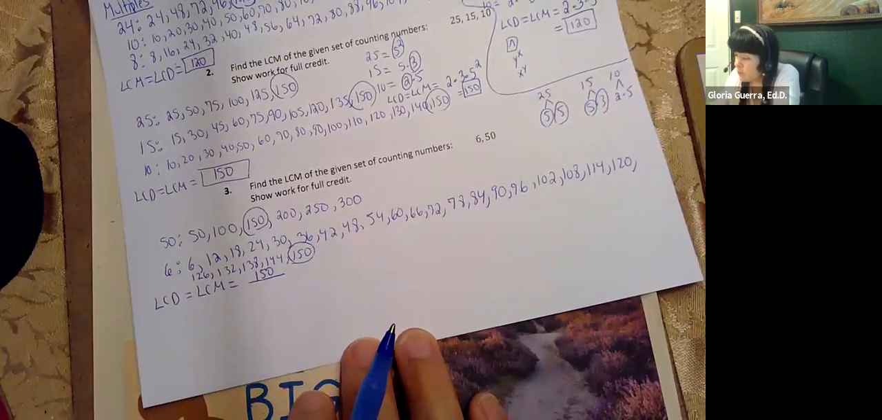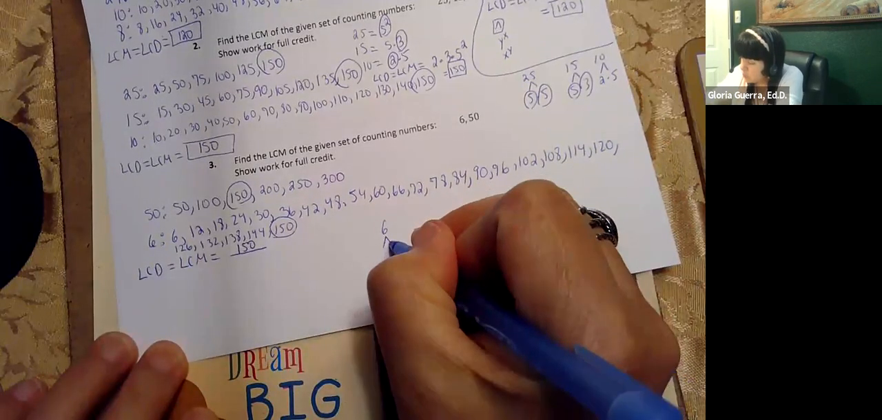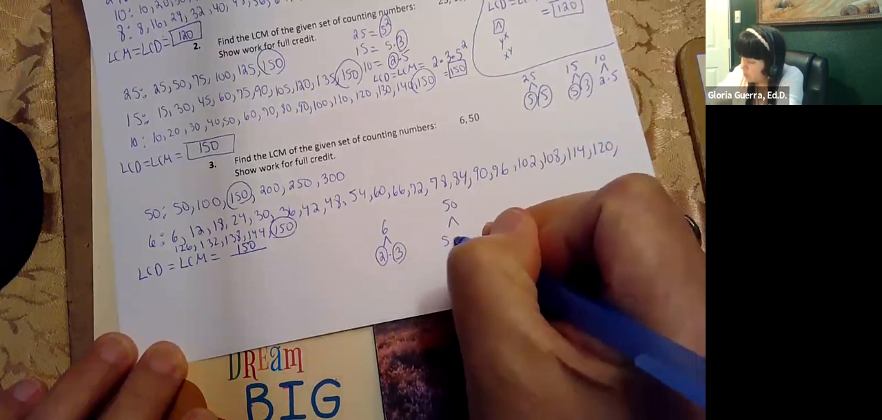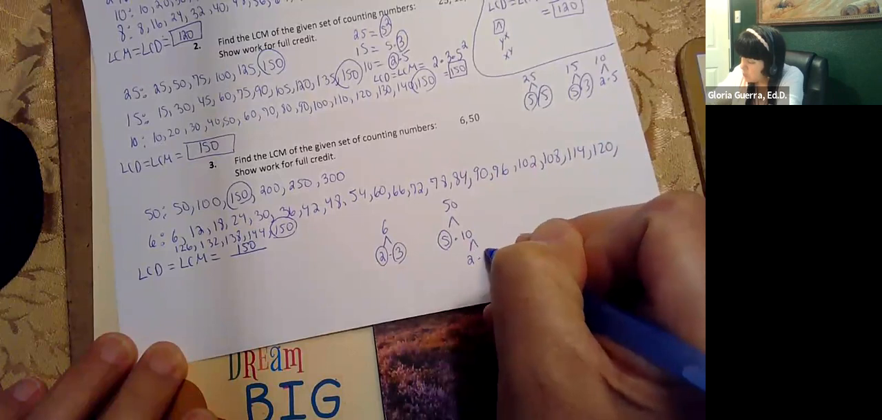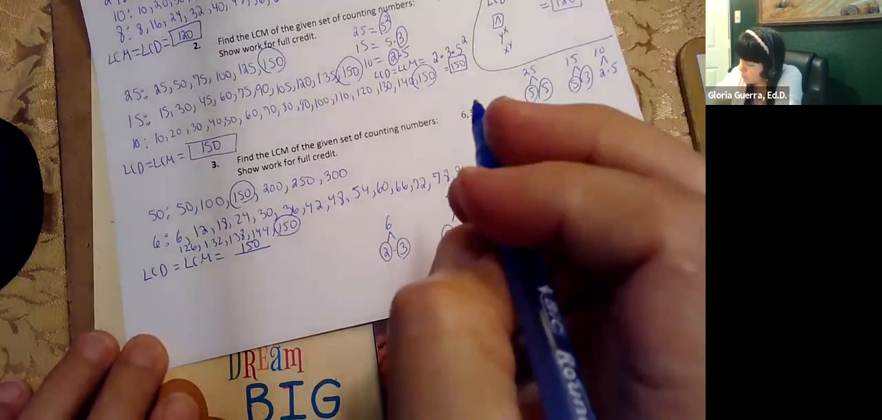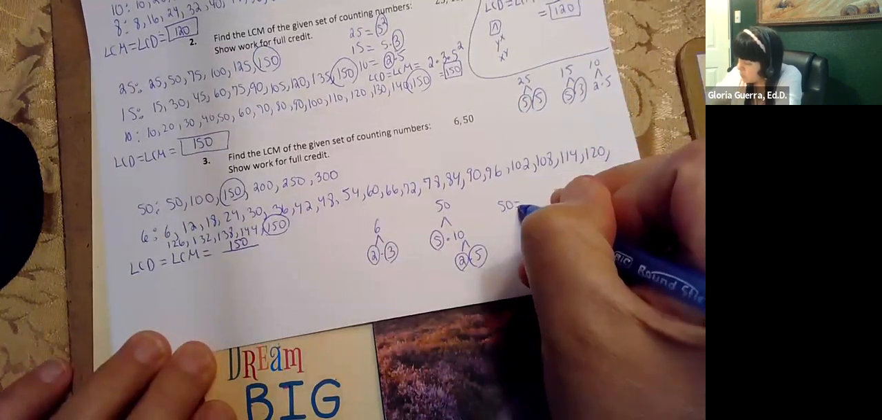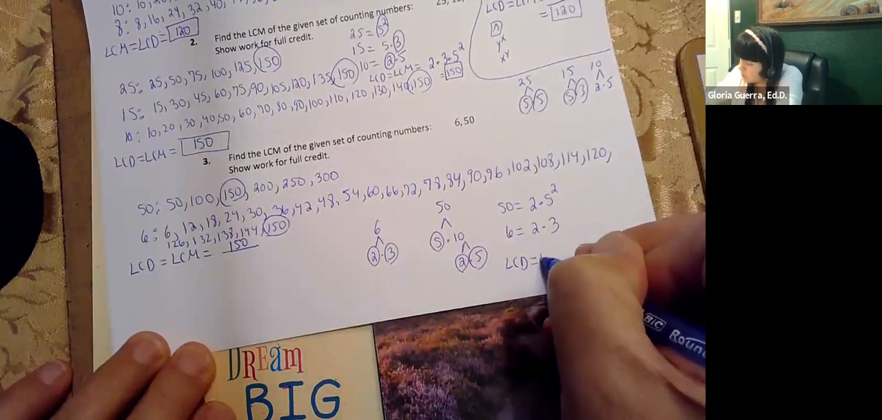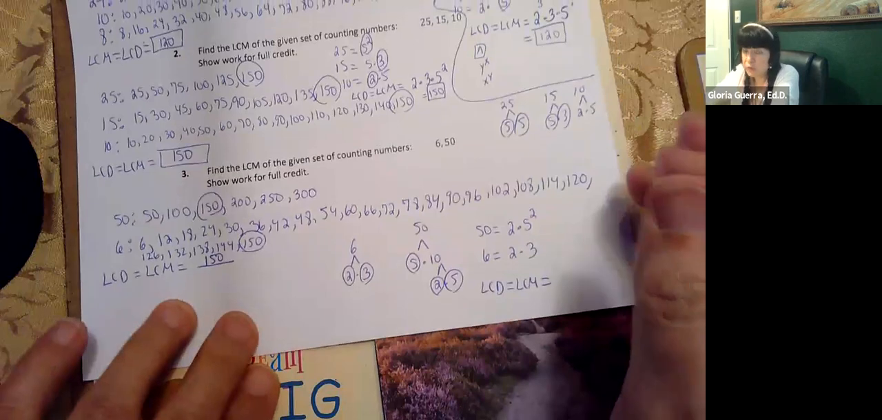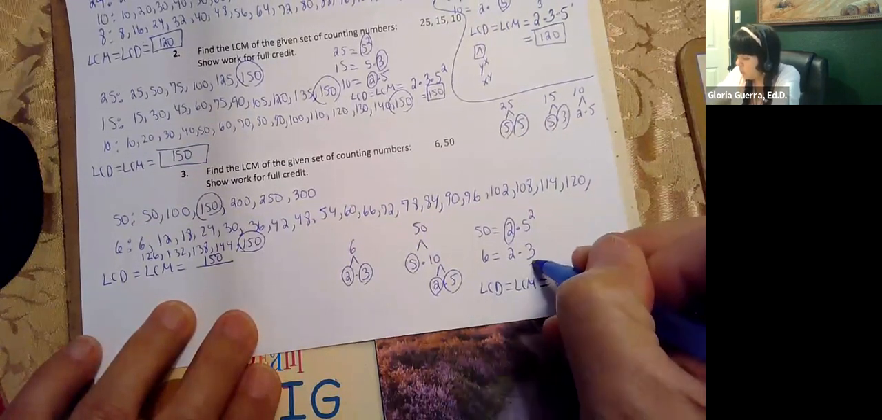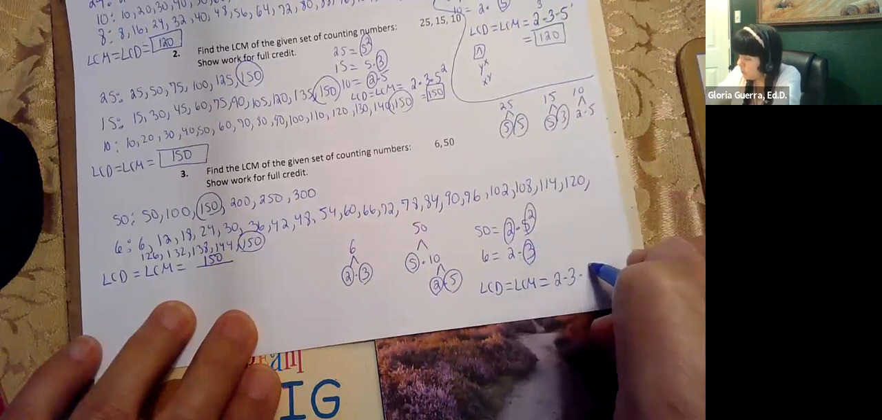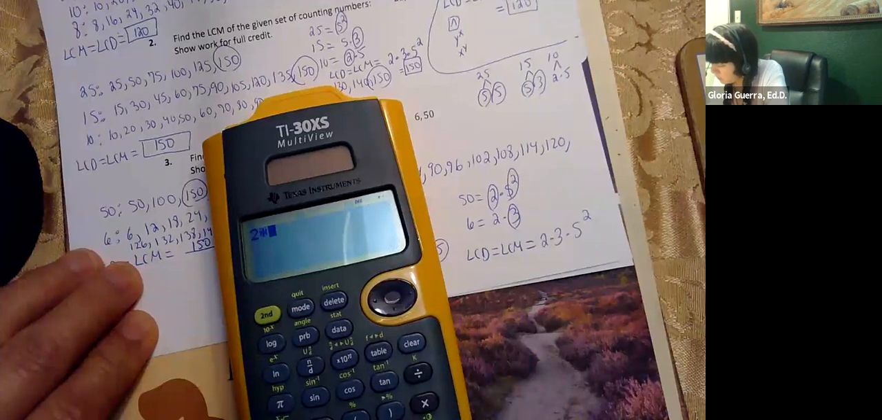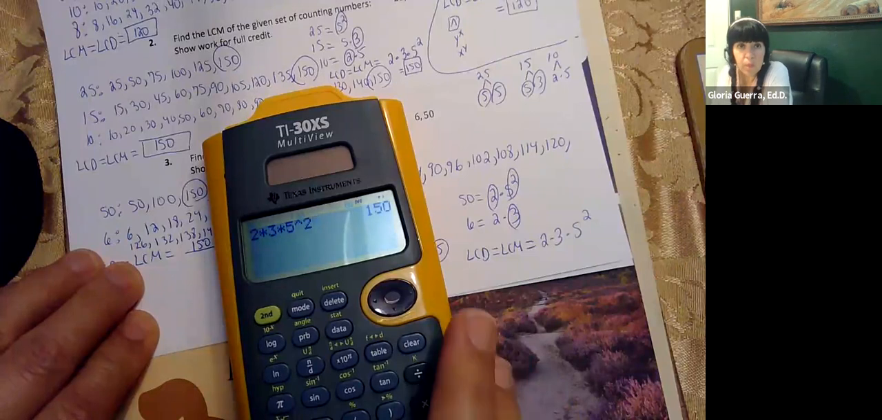Whereas if you use the prime factorization, 6 is 2 times 3. 50 is, I would say, 5 times 10, for example, and 10 is 2 times 5. So 50 is 2 times 5 squared, where 6 is 2 times 3. LCD equals LCM. One of the twos are competing, so just circle one of them, and then circle a 3, and then the 5 squared. You have to use all your different prime factors: 2s, 3s, and 5s. So if I multiply 2 times 3 times 5 raised to the second power, it's 150.